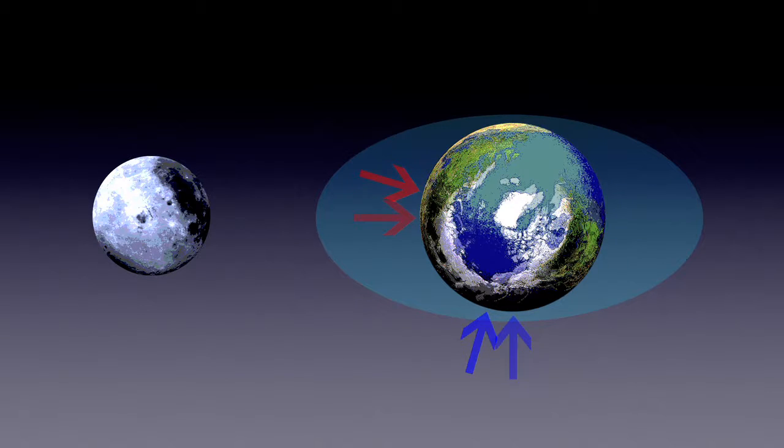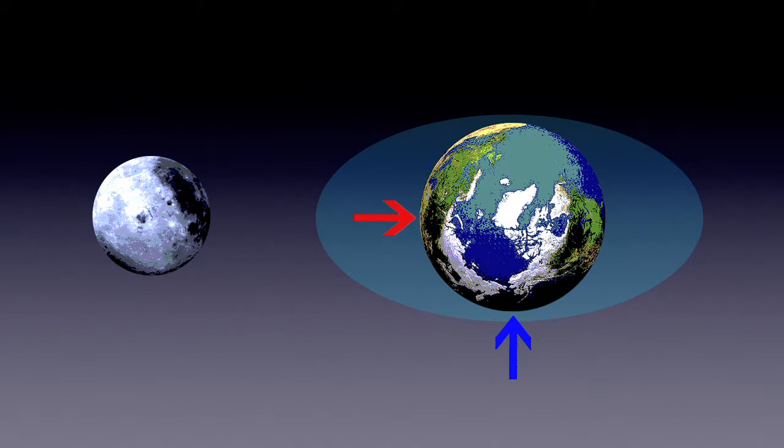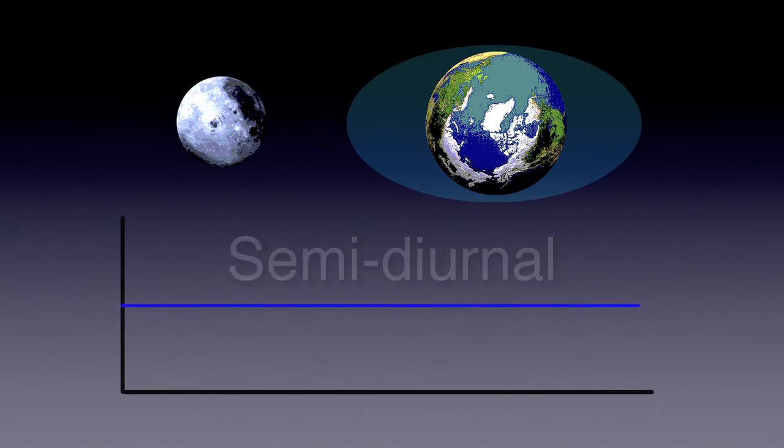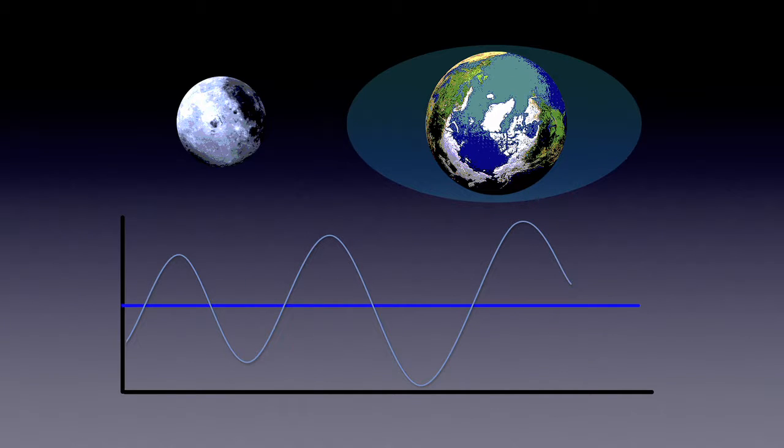Roughly 6 hours later, the point that was at high water is now at low water, while the low water point has become high water. This tidal pattern, with 2 high waters every day, is the most common on the planet and is called semi-diurnal. This is how it looks graphically, but it does not apply everywhere.